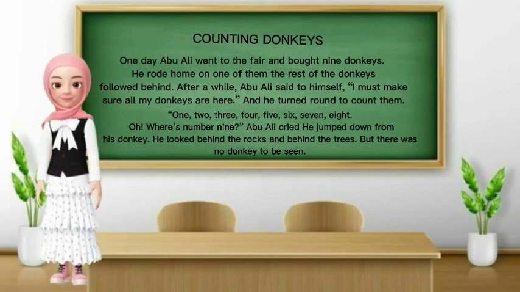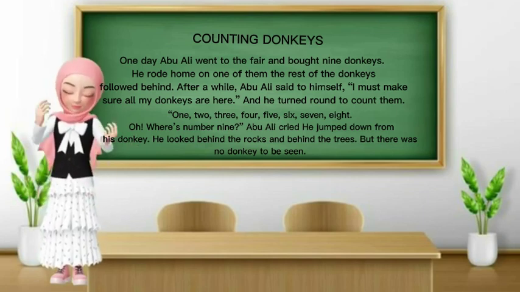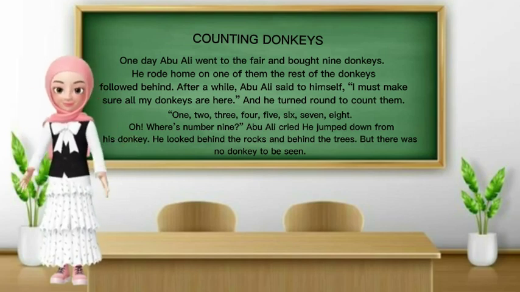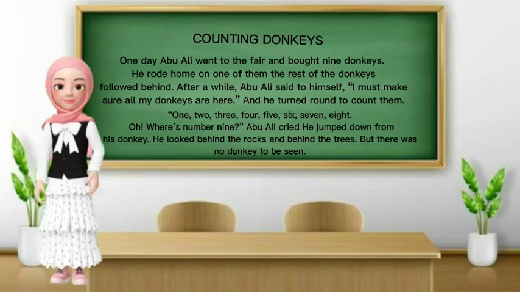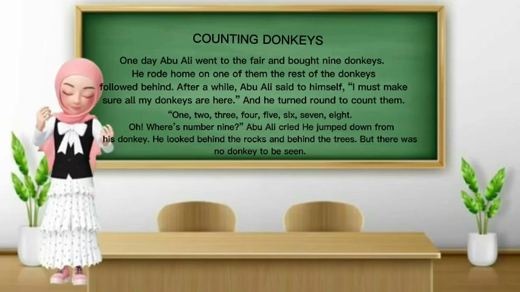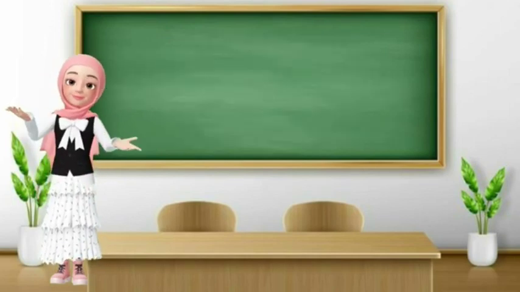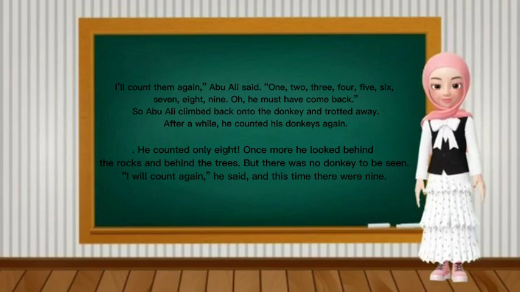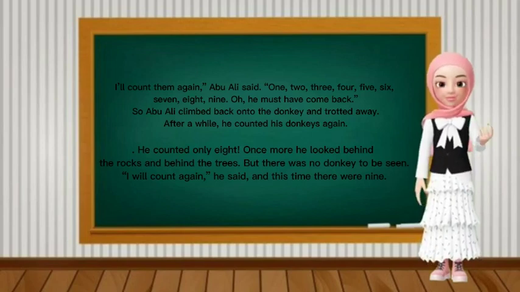1, 2, 3, 4, 5, 6, 7, 8. Oh, where's number 9? Abu Ali cried. He jumped down from his donkey. He looked behind the rocks and behind the trees, but there was no donkey to be seen. I will call them again, Abu Ali said. 1, 2, 3, 4, 5, 6, 7, 8, 9. Oh, he must have come back. So Abu Ali climbed back onto the donkey and trod away.